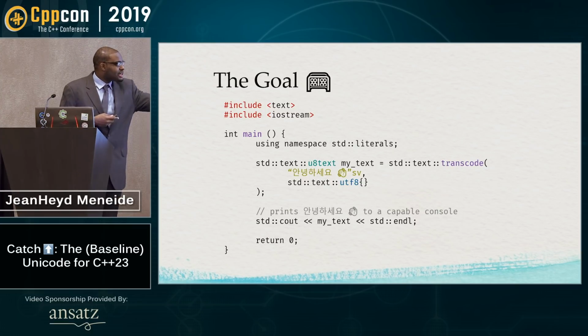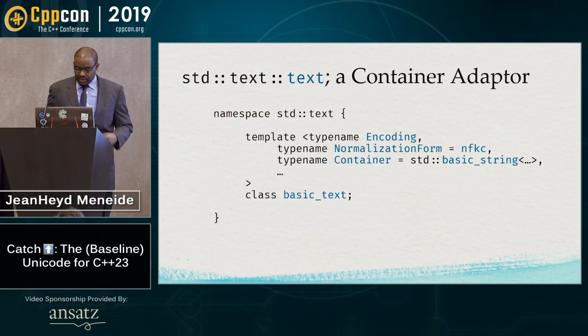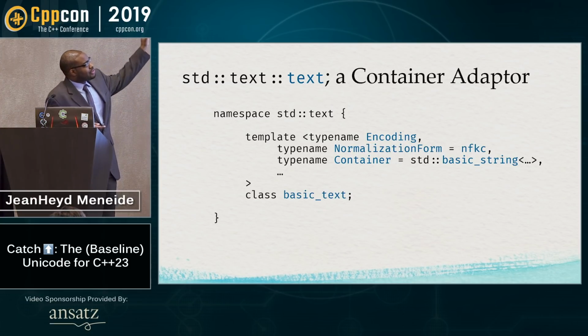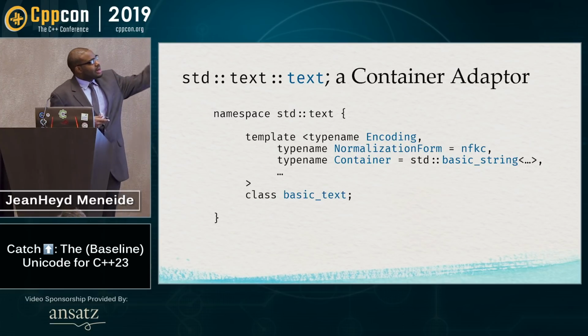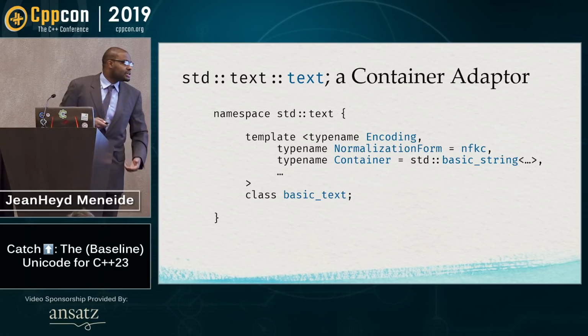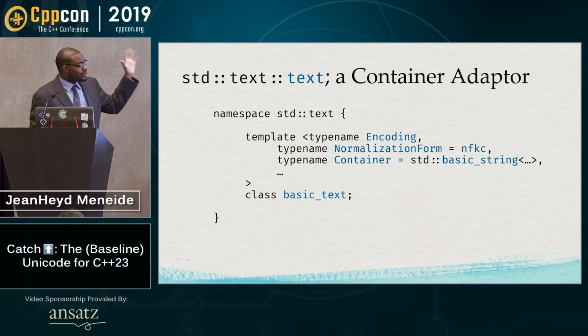And we also want to be able to print it out to stdout and whatever else. You obviously need a capable console. Microsoft Terminal is actually capable of UTF-8 and stuff like that, so this might work in a future coming to you pretty soon. The way this works is we need a container adapter. The fundamental of this is that we have something that takes an encoding, a normalization form, and then a container upon which we build, which we write these abstractions around. And it follows the same coding conventions that are in the standard for other containers like basic_string.